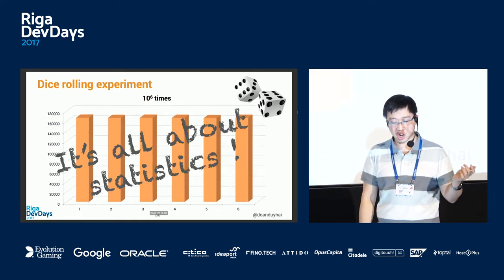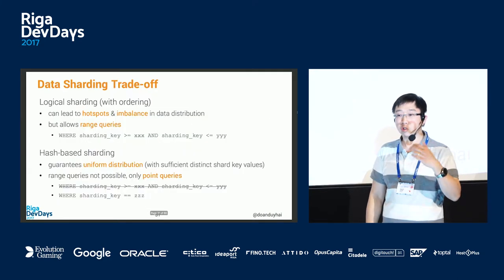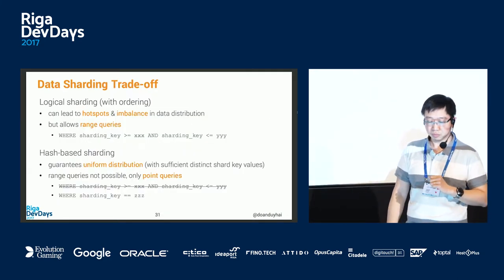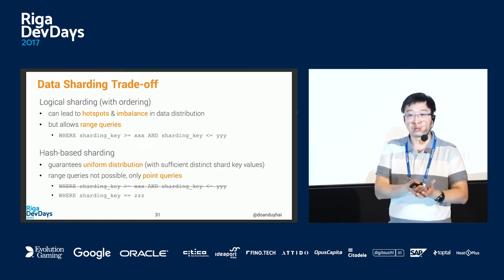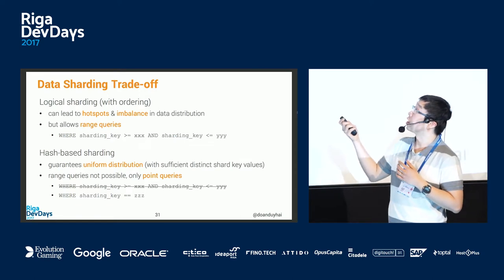So this is about sharding. Now the trade-offs of sharding. If you shard manually and you choose a bad sharding key, you will have hotspots and imbalance, right?